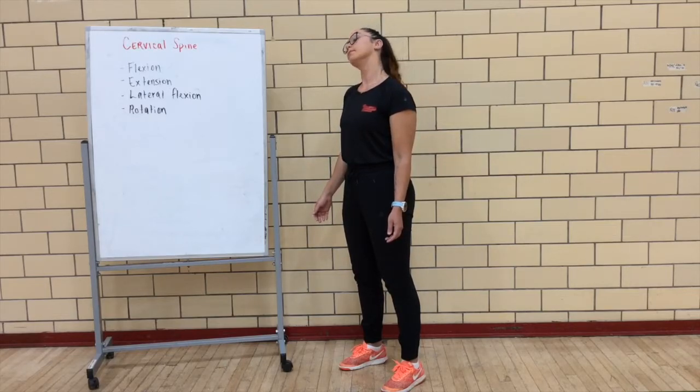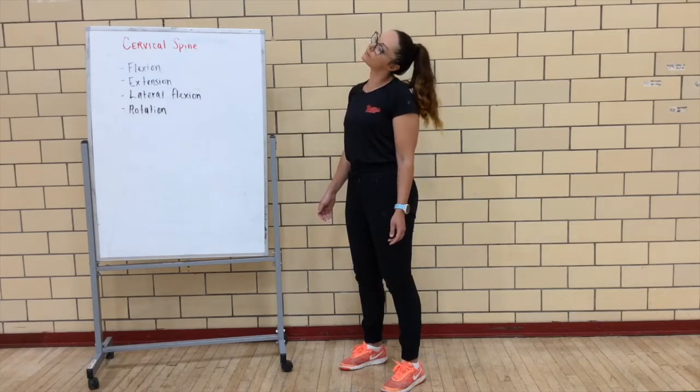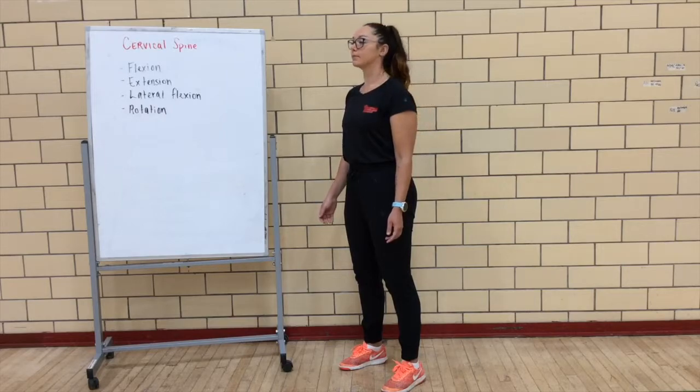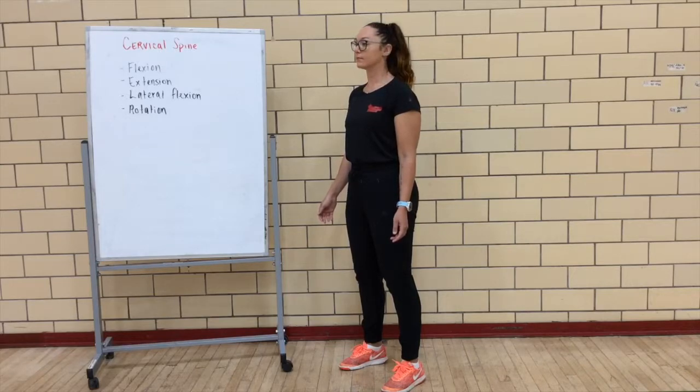Lateral flexion would be taking your ear down towards your shoulder. You can do this in more of a diagonal movement as well. And then rotation is your ability to turn your head from side to side. So when you're shoulder checking, when you're driving, rotation is that very important movement that we need to complete that action.